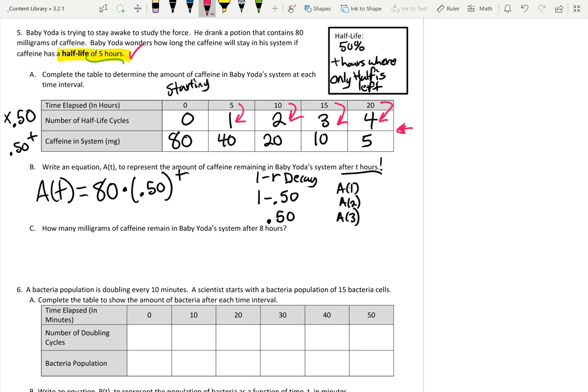What did I do to the amount of hours each time? I divided it by 5. I did this because the half-life is 5 hours. I want my exponent to match my number of half-life cycles.